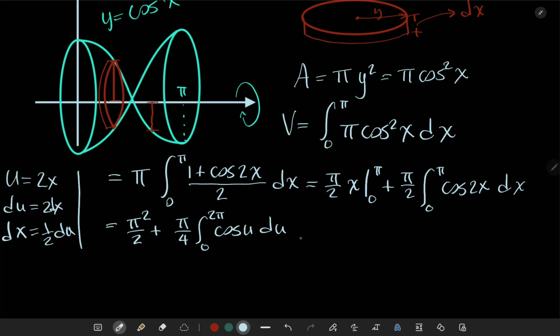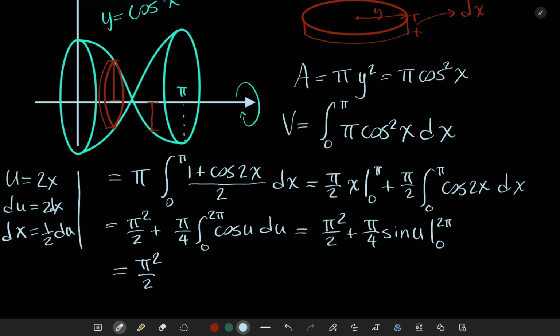And now I can integrate that. The cosine, the integral is just the sine. So I get pi squared over 2 plus pi over 4 of the sine of u evaluated between 0 and 2 pi. But the sine of u, both at 2 pi and at 0, is equal to 0. So that just gives me pi squared over 2 for my volume.